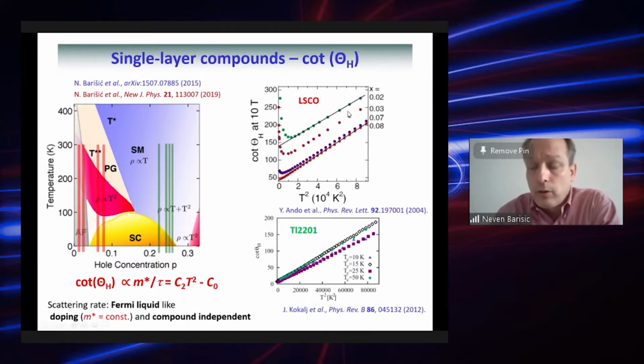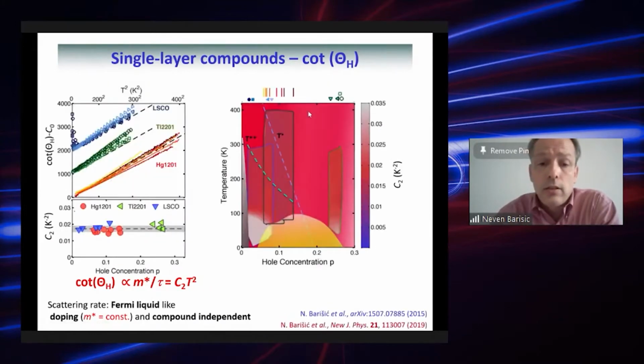What was missed is that the slope of all of this is essentially the same. It's a universal slope. And it connects two Fermi liquid regimes, the pseudogap Fermi liquid regime and the overdoped one, where we know what this cotangent Hall angle means. So this tells you essentially that the scattering rate is Fermi liquid like across the phase diagram of cuprates, and that the effective mass is constant and, more or less, compound independent.